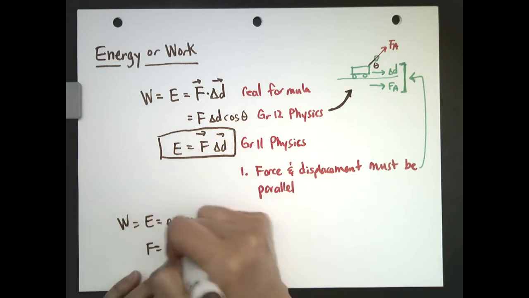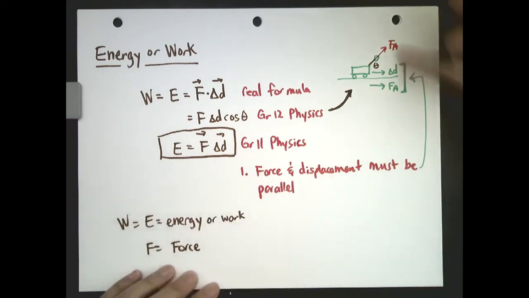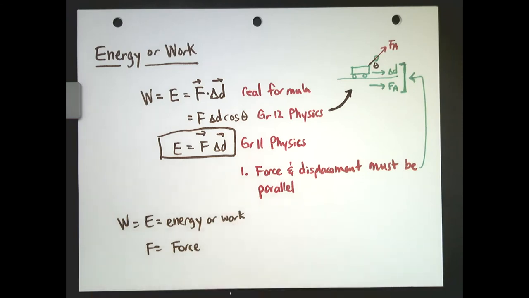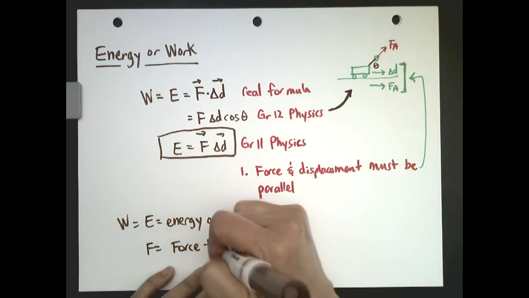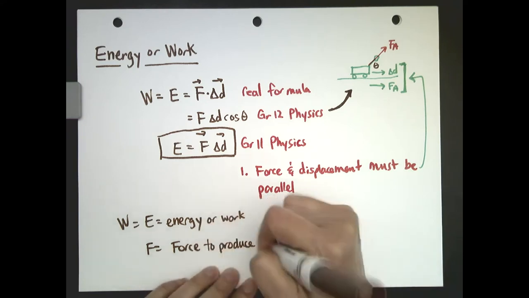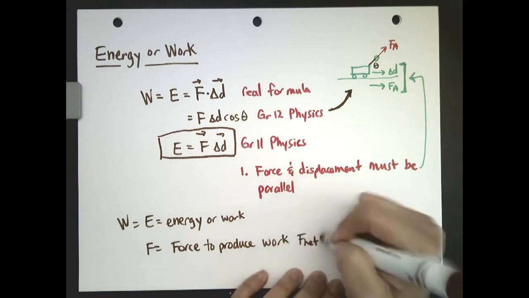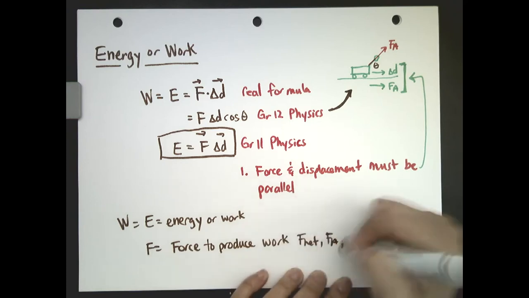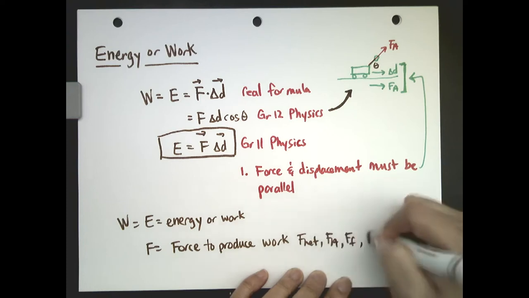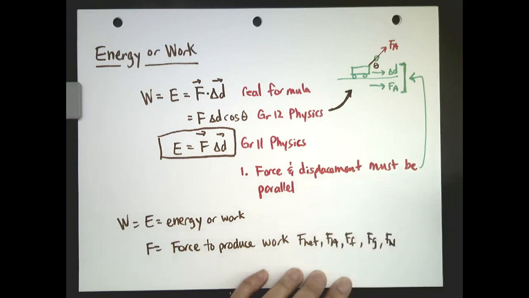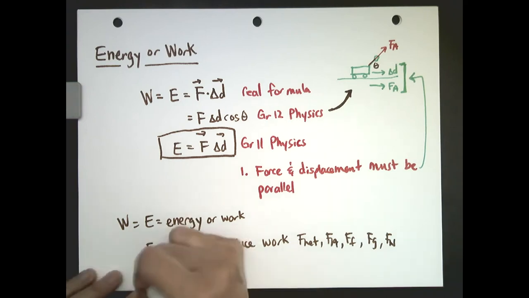F is the force, and it could be the applied force like this, but it could be any force: friction, tension, gravity, any force. So the force to produce work. And it could even be F net too. F net, FA, the friction, gravity, the normal, any of those forces, it depends on the question. So you have to read the question.